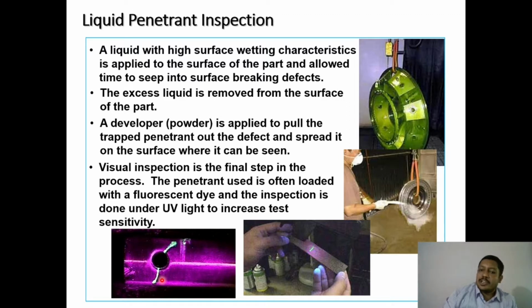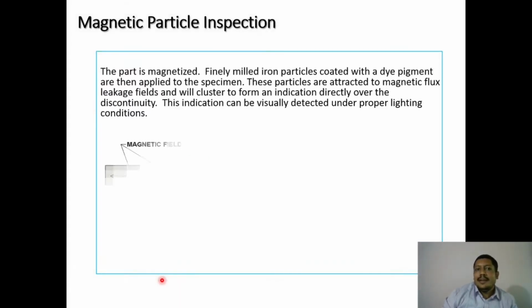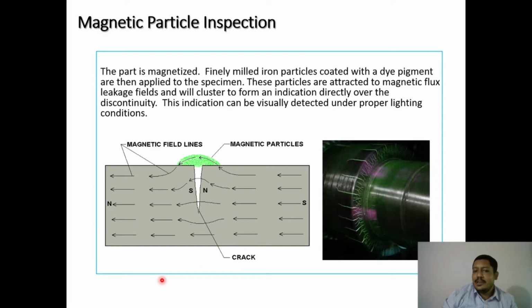Next is magnetic particle inspection. A part is magnetized. Finally, milled iron particles coated with a dye pigment are applied to the specimen. These particles are attracted to the magnetic flux leakage fields and will cluster to form an indication directly over the discontinuity. This indication can be visually detected under proper lighting conditions. So you can see over here, wherever the flaws are, they can easily be determined.